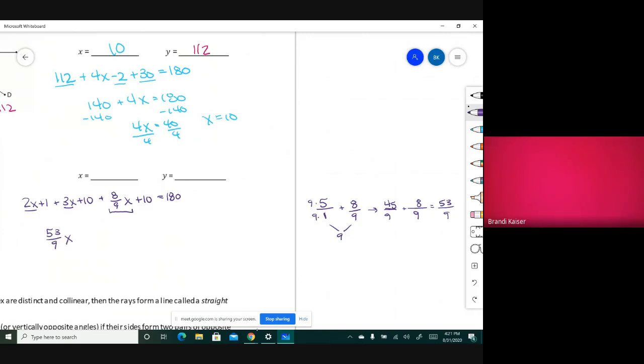Then I can combine my constants. So I have 1, 10, and 10. That becomes 21. Subtract 21 from both sides. Oh, whoops. Let's write that a little clearer. 53 over 9x equals 180 minus 21, should be 159.